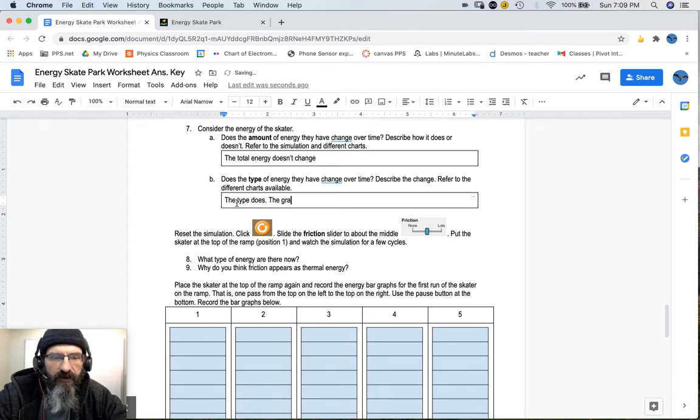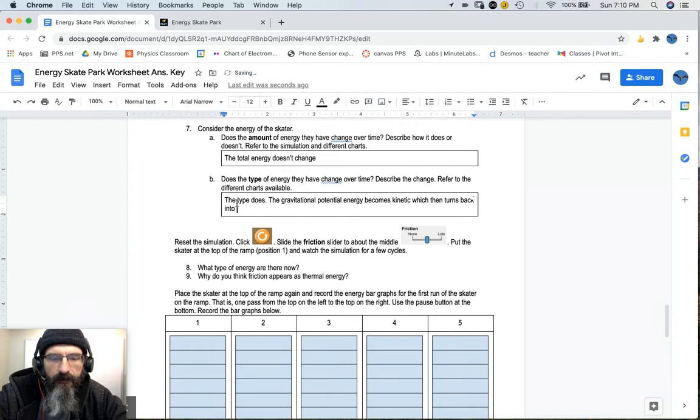The gravitational potential energy becomes kinetic, which then turns back into gravitational potential energy as the skater goes down the ramp and up the other side.